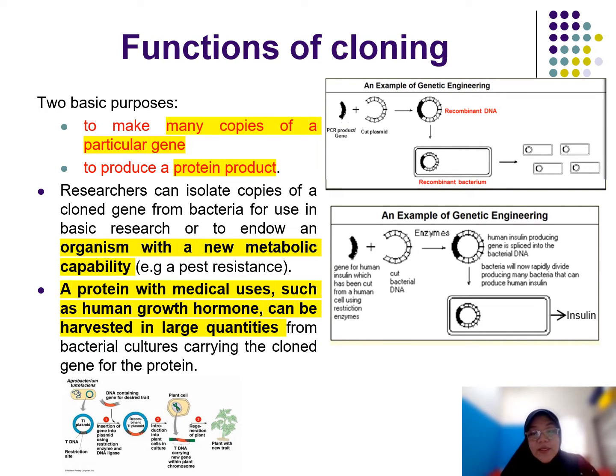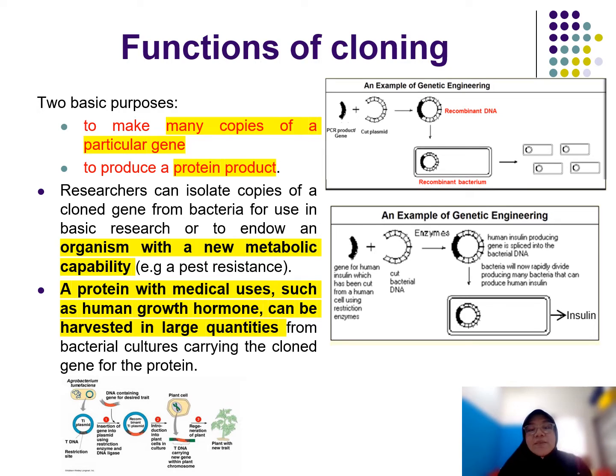After you produce the recombinant DNA just now, the recombinant DNA will then be cloned, amplified, and multiplied in number. So the function of cloning is to produce a mass number of cells of the recombinant DNA, to make many copies of a particular gene. So you will have the gene of interest in a large amount, and then produce a protein product. So there are two functions of cloning here.